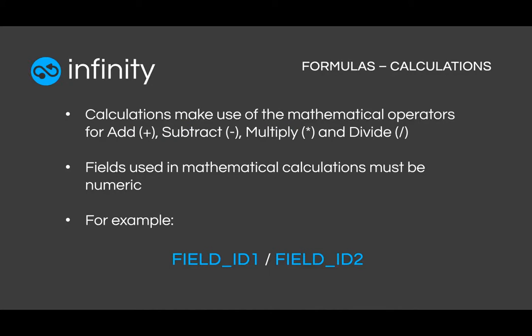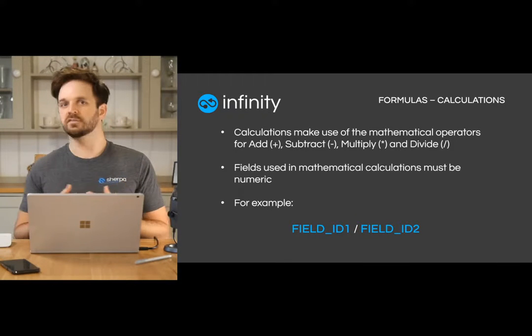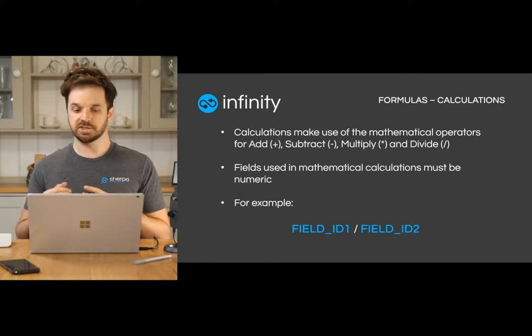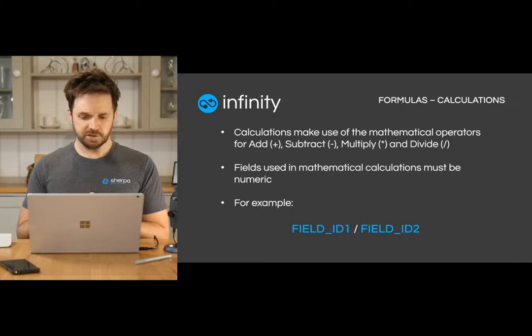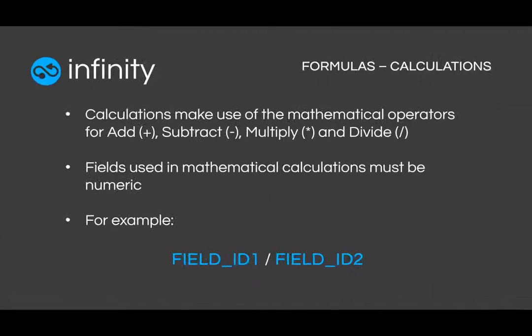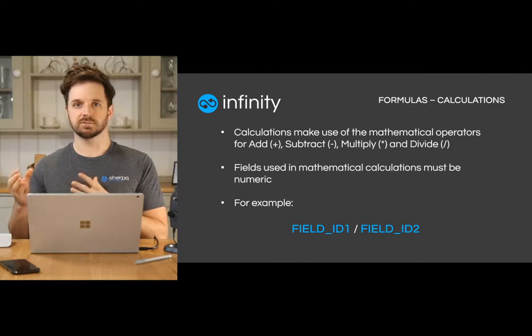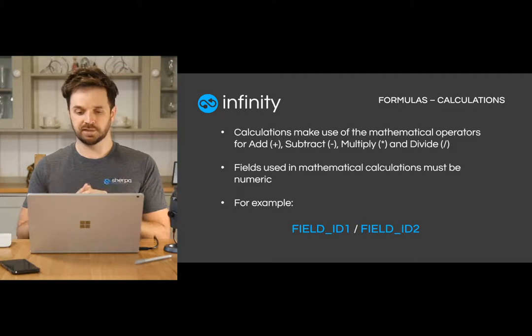Okay, so the first one we want to look at is calculations. Calculations make use of the mathematical operators, the most common of which you'll probably use are add, subtract, multiply, and divide. The only thing to be aware of when writing these formulas is that the fields you use within them have to be numeric most of the time. The reason for that is that if they're not numeric, the formula will return an error. So just a basic example which we're going to use is field ID 1 divided by field ID 2. Very basic calculations. You're probably used to doing something similar in things like spreadsheets, so nothing more complicated than that.